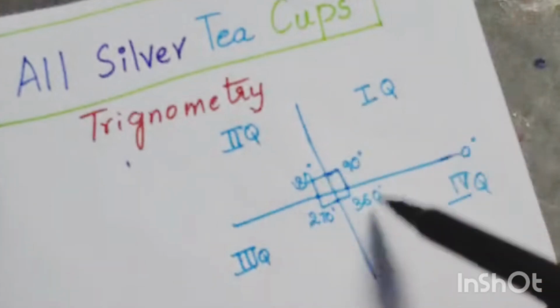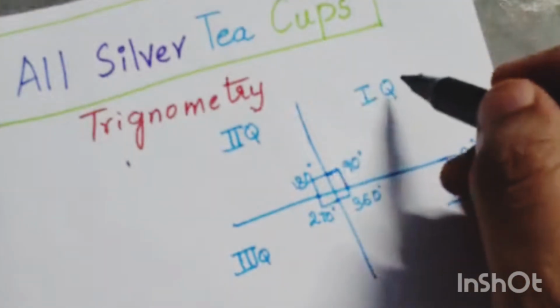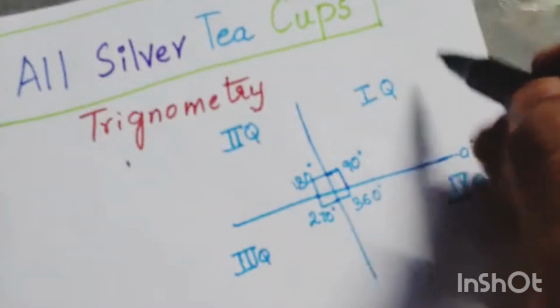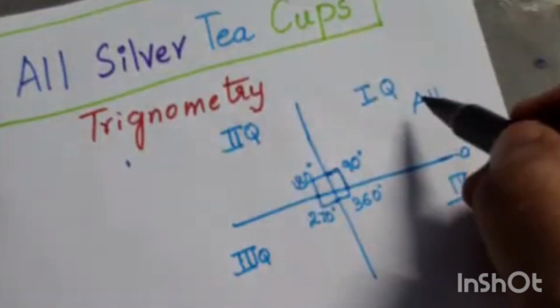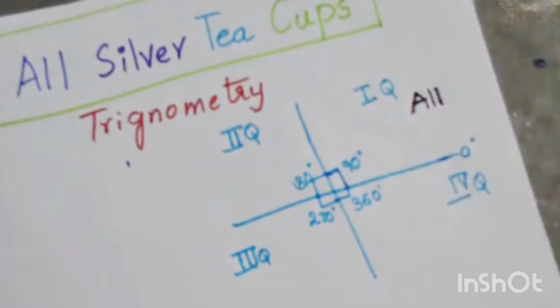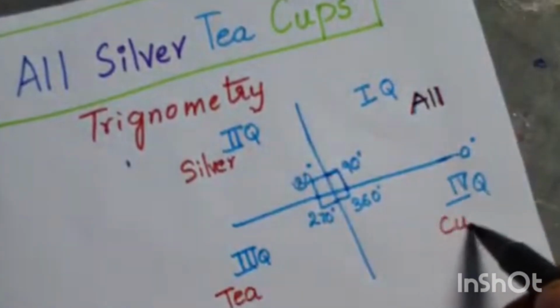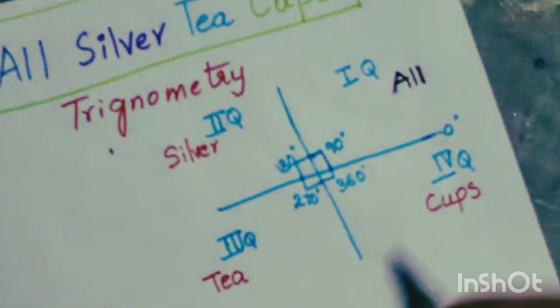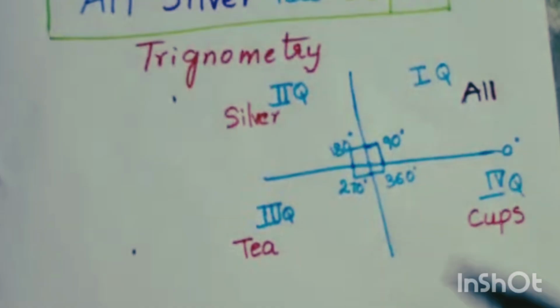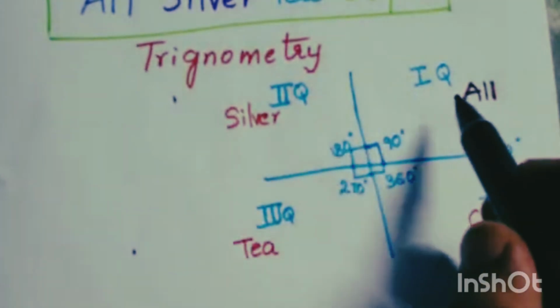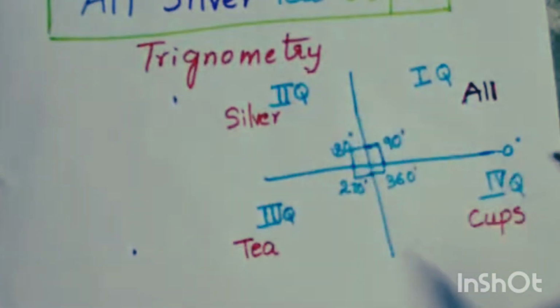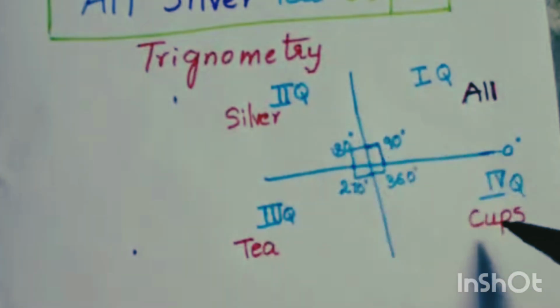Now in the first quadrant, which one will it be? All. Now I will write with another pen: this is All, this one is Silver, this one is Tea, and this one is Cups. Okay, understood, children? All Silver Teacups. Now you have got three points: first, the quadrants, next the angles in degrees, and next what we have taken, All Silver Teacups.